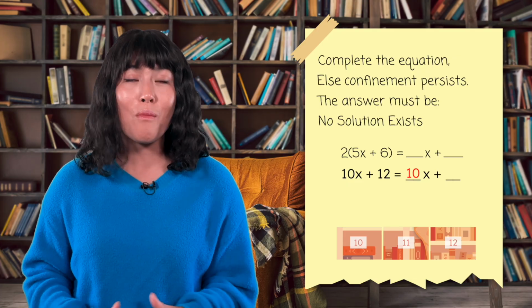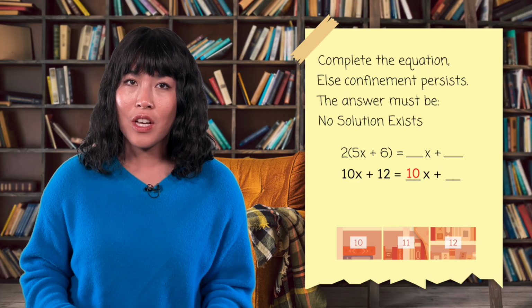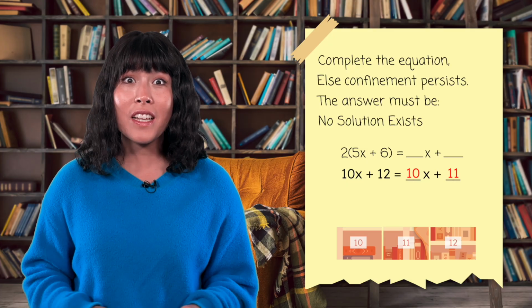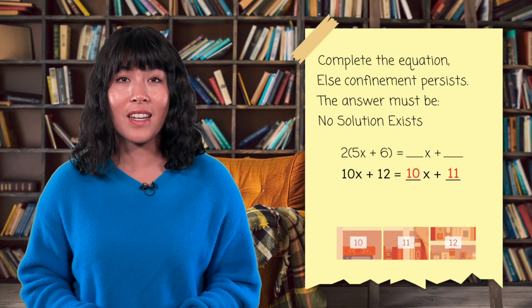These puzzle pieces are marked 10, 11, and 12. So I guess that means 11 needs to go in the other blank space to complete this equation. And 10 and 11 are the final two pieces of our puzzle. Great job!